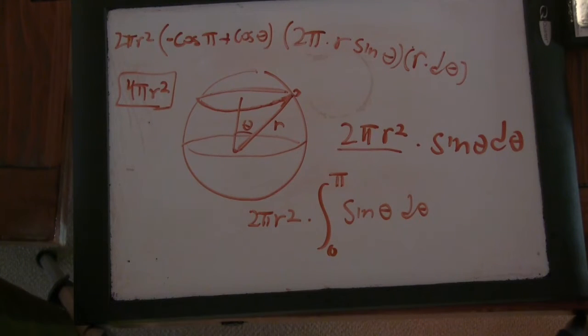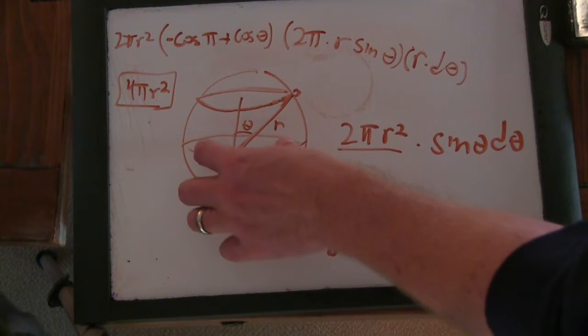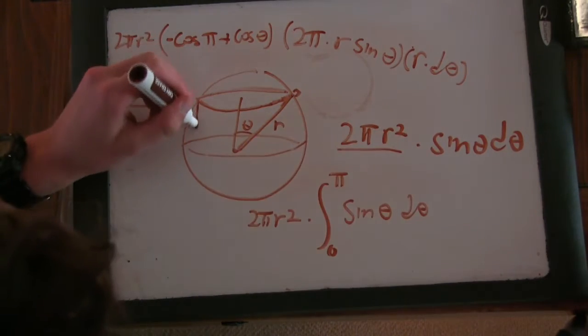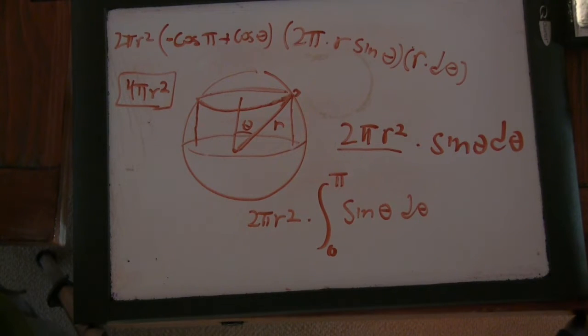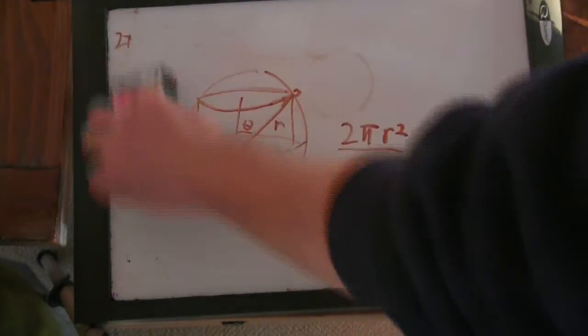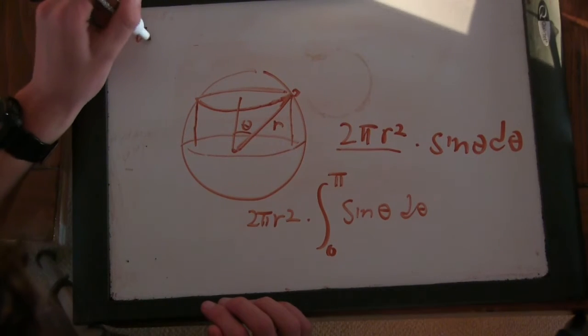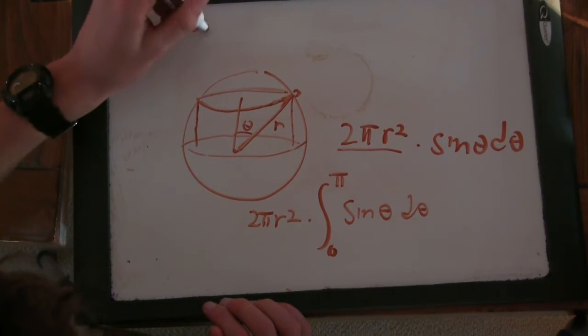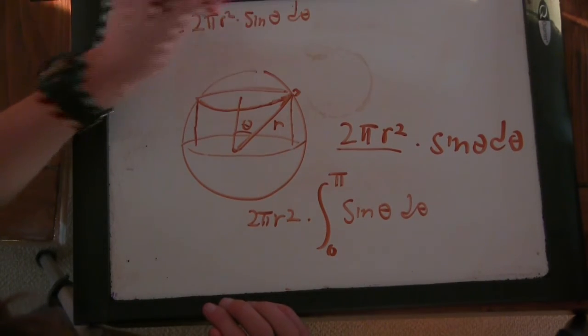Okay, great. But now what we're going to do is just try to find the area of this projection, the shadow, when you move it down to the, what would we call that? To the disk at the base of the sphere, I guess. Okay, so let's erase this. That's our area. Area is 2 pi r squared times sine theta d theta.